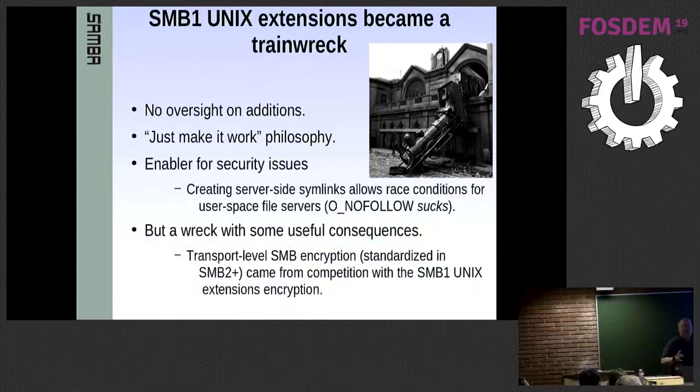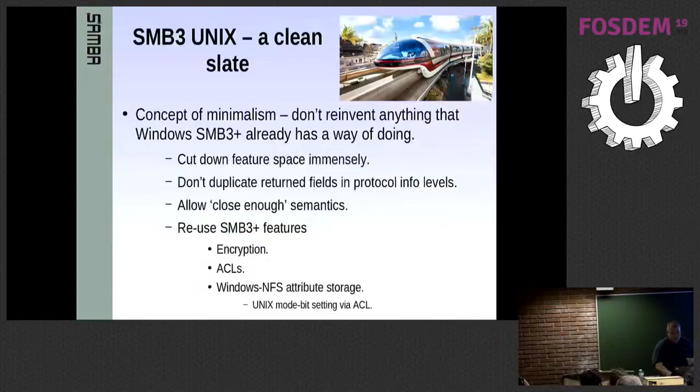So they were able to add transport level encryption directly into SMB1 just by saying, well, look at those open source guys. They've got transport level encryption. We need it for feature parity. So that was actually quite useful. And the SMB3 transport level encryption is actually very well implemented and secure, so I'm happy about that.